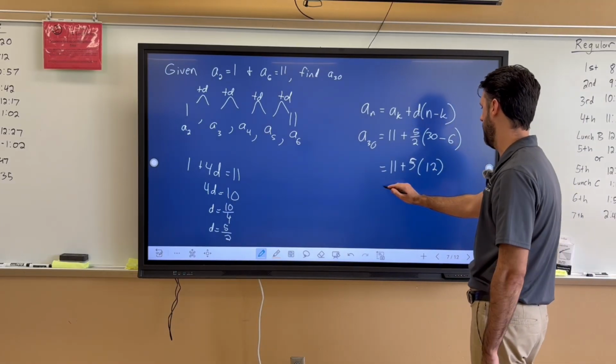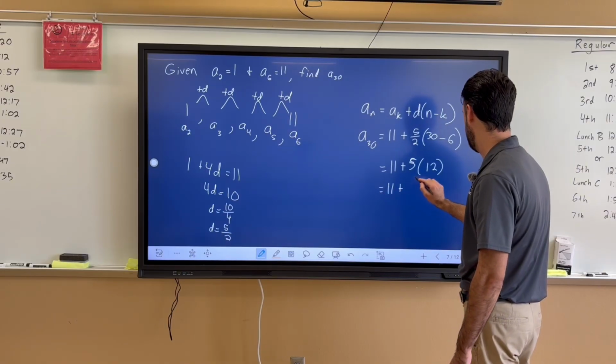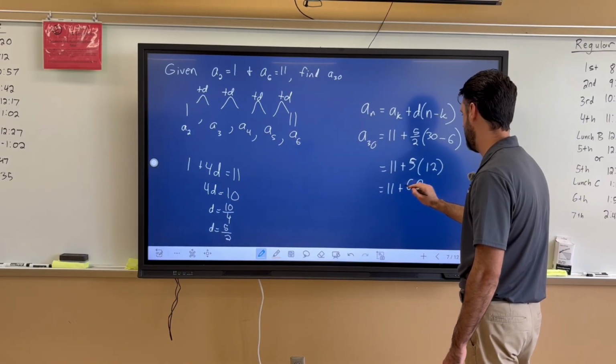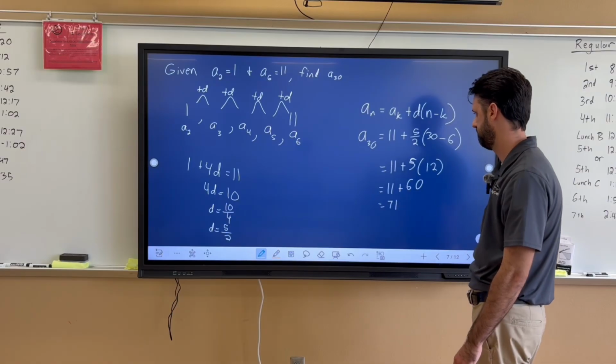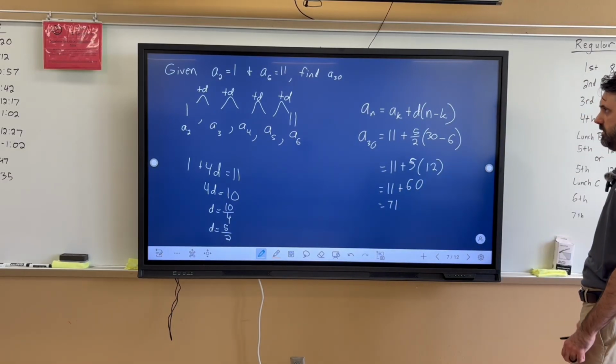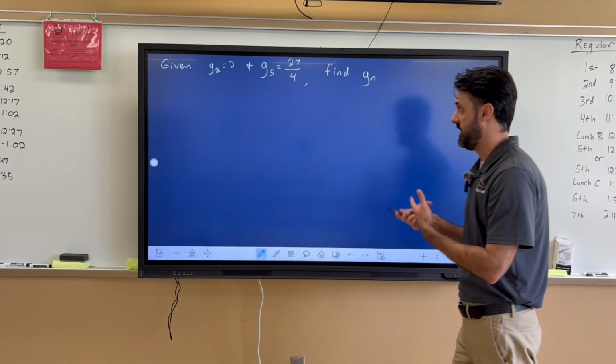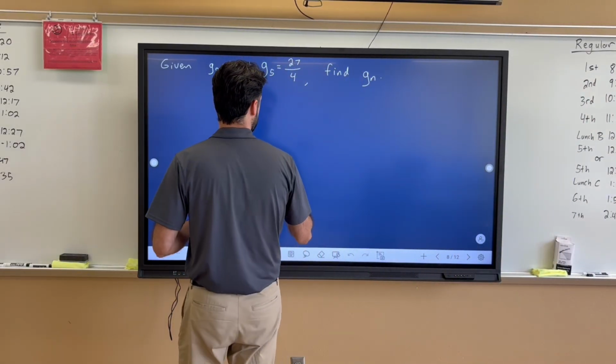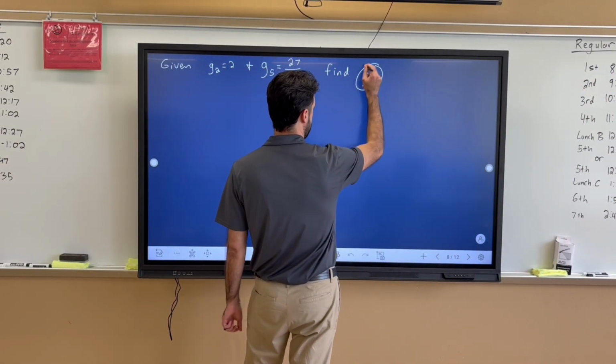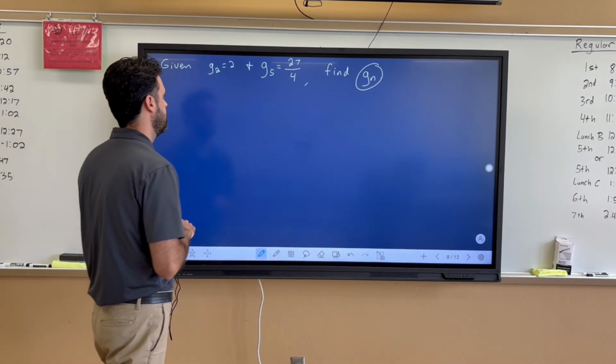All right, now we can multiply. And so that gives us 60, and then we add 11, and we get 71. All right, so that would be the 30th term of that sequence. Now, same idea, but we have a geometric sequence, and we're just going to come up with the formula for the geometric sequence. We're not going to use it to evaluate on this one.